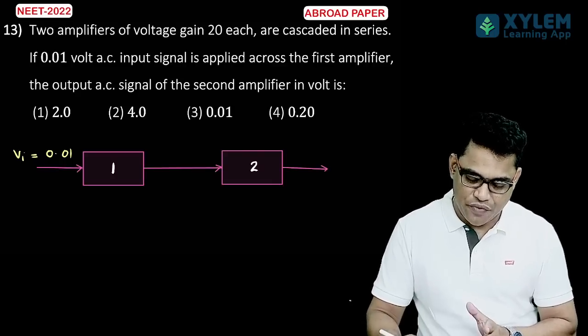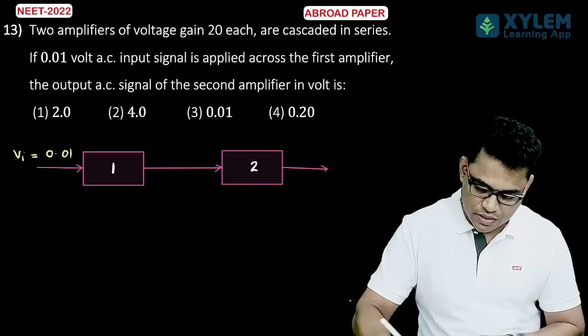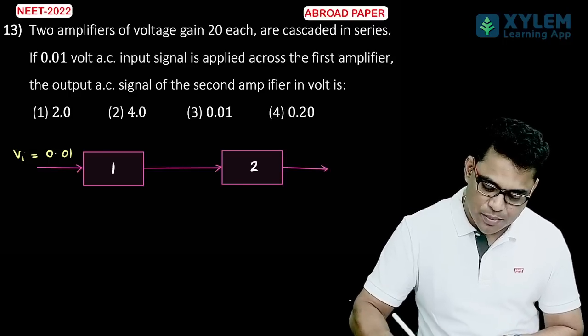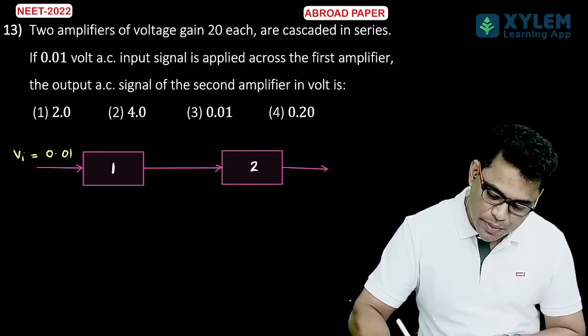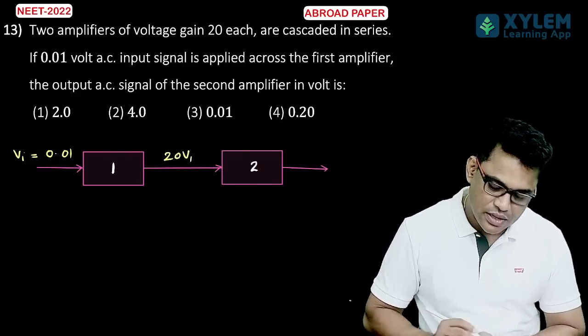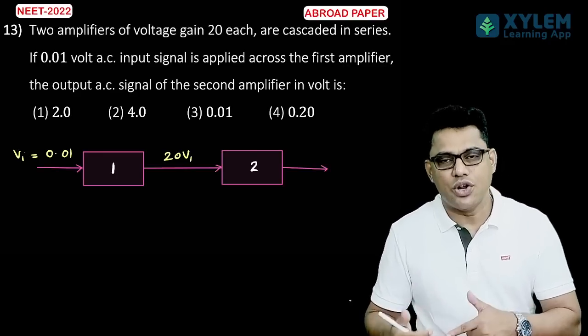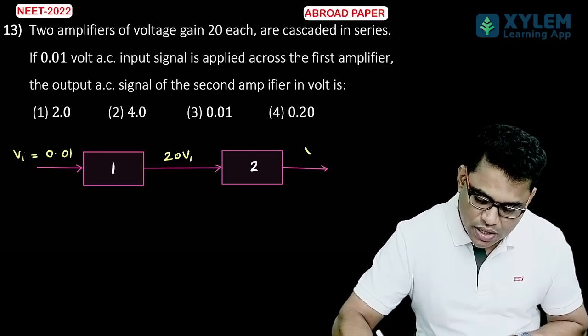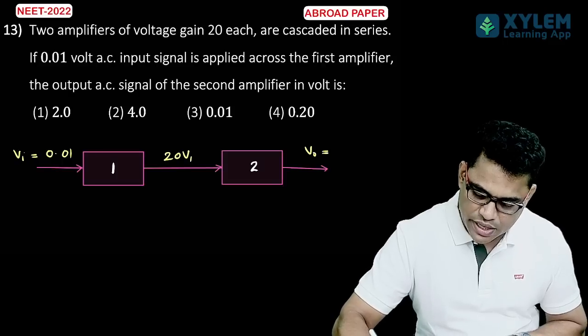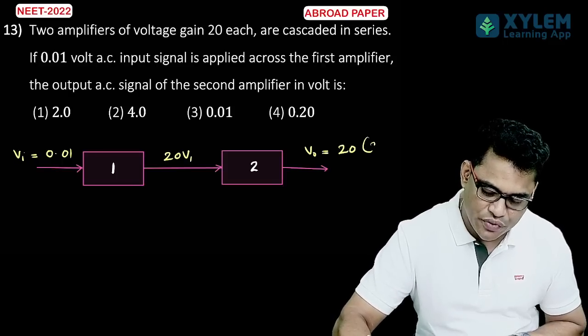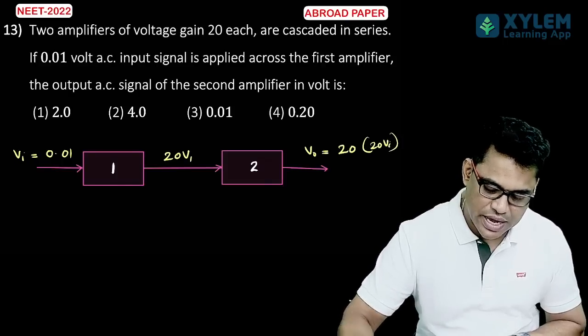That means the first amplifier makes the input 20 times. Therefore, passing through the first amplifier, the output voltage will be 20 Vi. Then the second one makes it again 20 times. Therefore, the final output voltage is 20 times 20 times the input Vi.